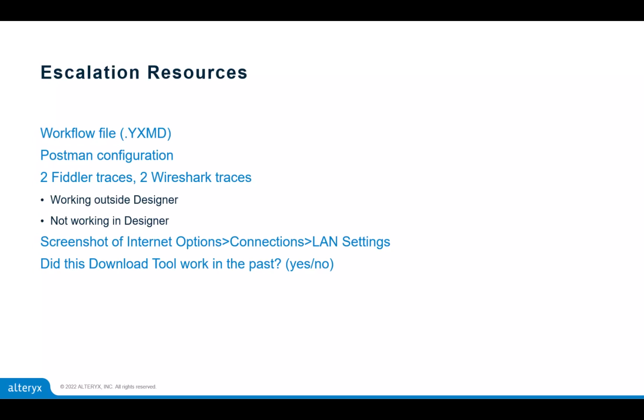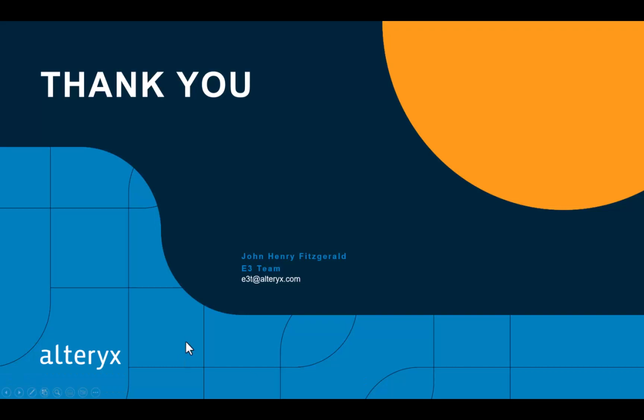Now, proxy settings will also be important. So we'll want a screenshot of the Internet options, Connections, LAN settings window. And then just information about the situation, mainly did the download tool work in the past? Yes, no. Was that on a previous version, or was it working on this current version in the past? And then, of course, all the version details and any other relevant information, like with all escalations. Thank you.